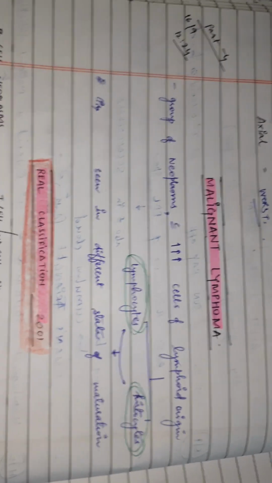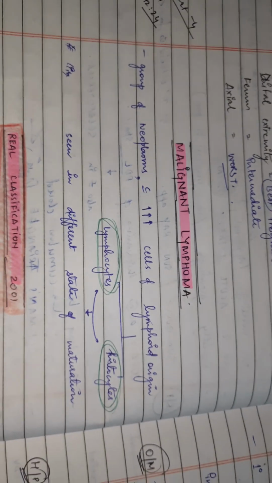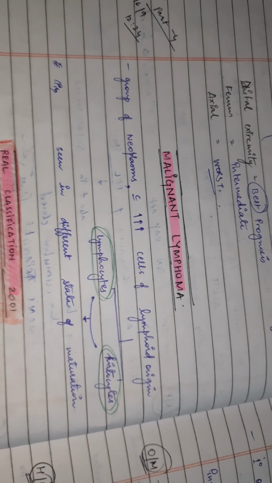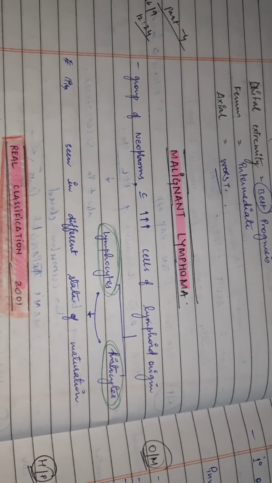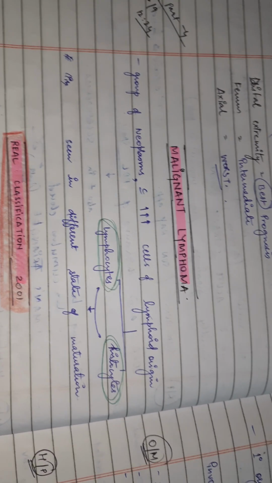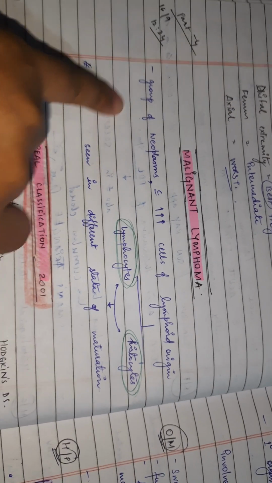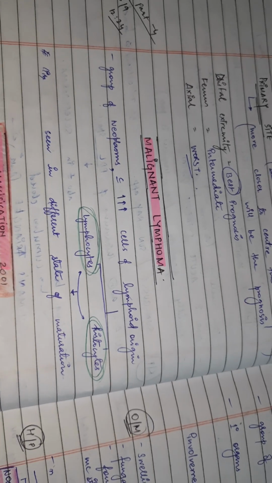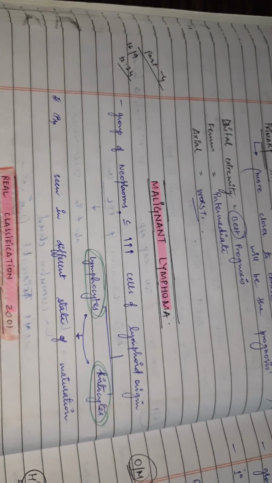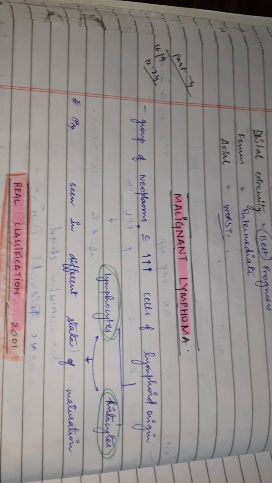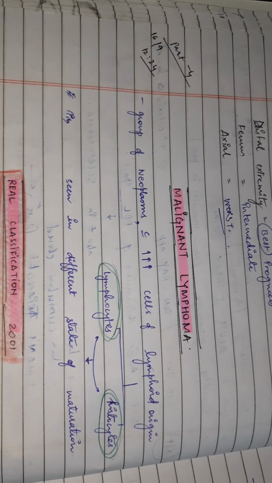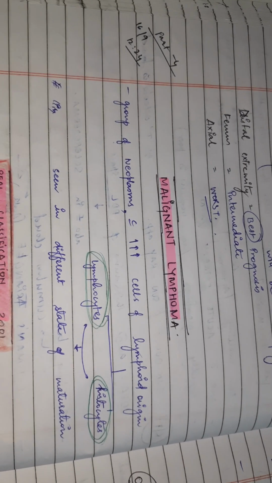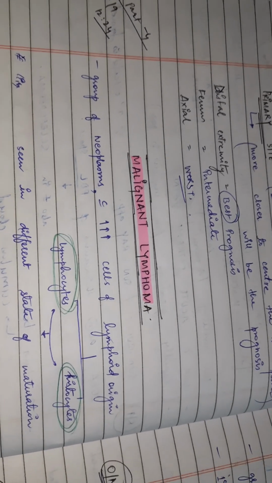Then malignant lymphoma: a group of neoplasms which involve cells of lymphoid origin, like lymphocytes or histiocytes, which are seen at different stages of maturation.